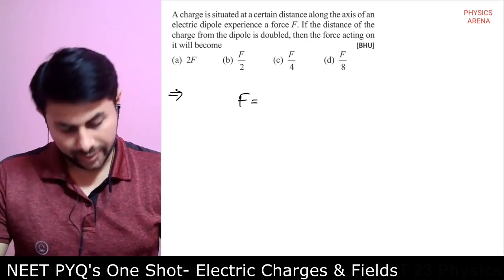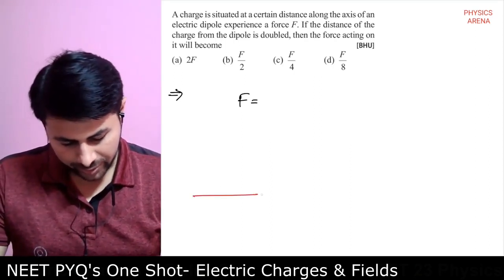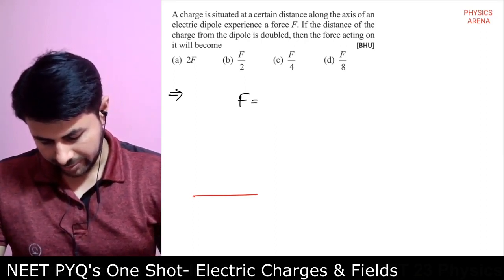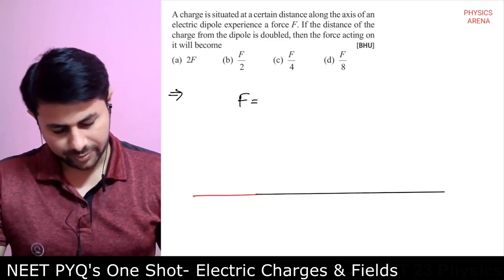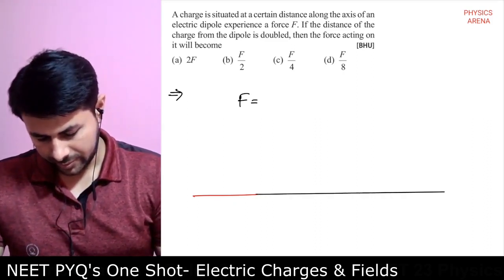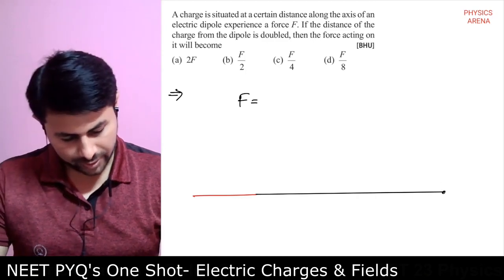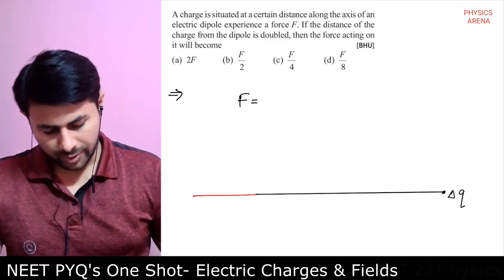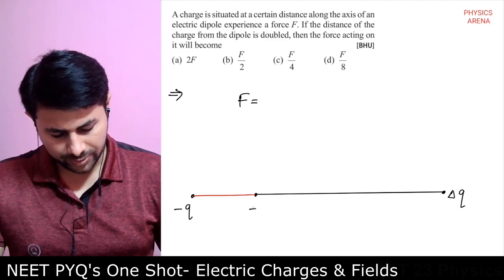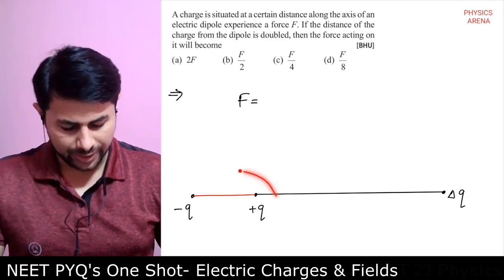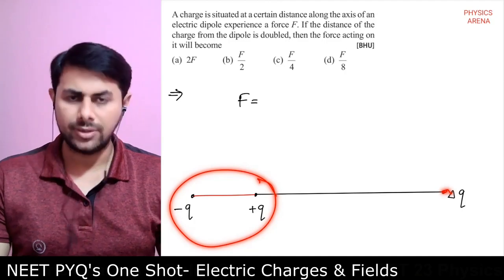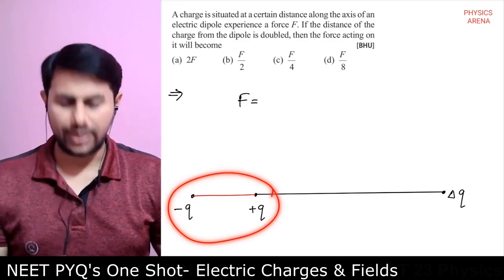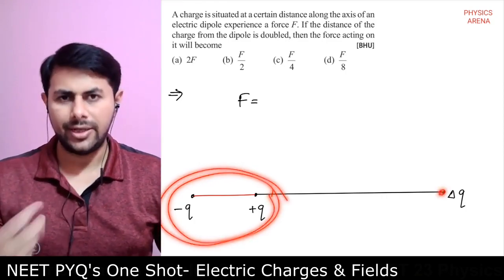Okay. See, this is a dipole. And keep some charge on the axis. So this is some charge, let's call it delta Q. This is minus Q, this is plus Q. So now there will be some electric field due to this dipole at this point, right? So the electric field due to the dipole at this point is E axial.